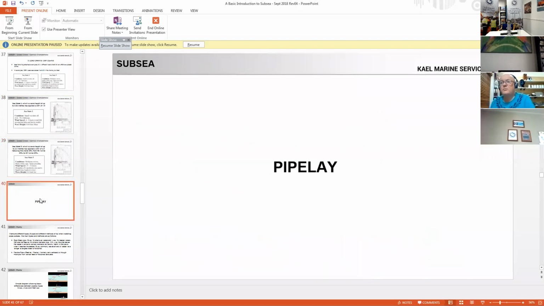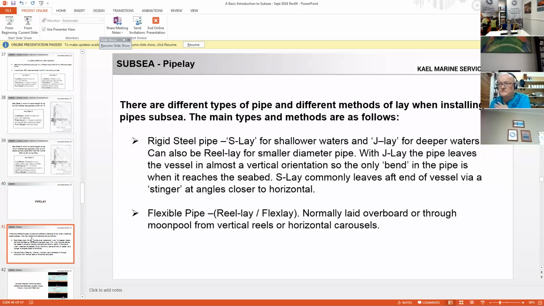Okay, moving on. Pipe lay. There are different types of pipe and different methods of lay when installing pipe subsea. The main types and methods are the following. There's rigid steel pipe, S-lay for shallow waters, and J-lay for deeper waters. It can also be reel lay for smaller diameter pipe.